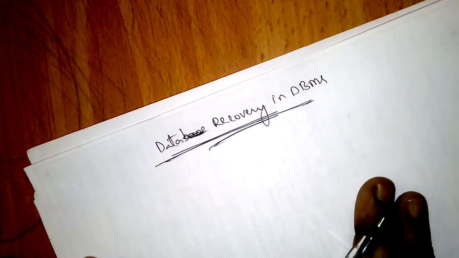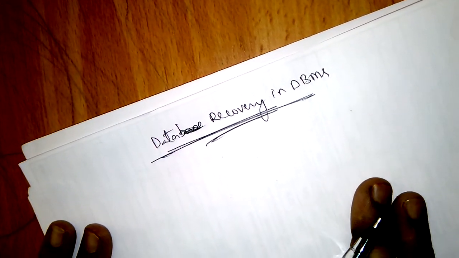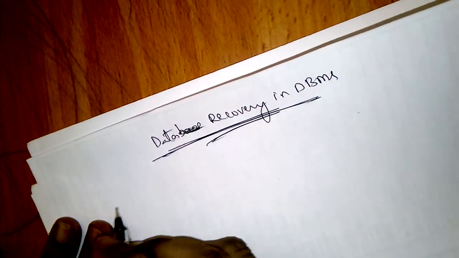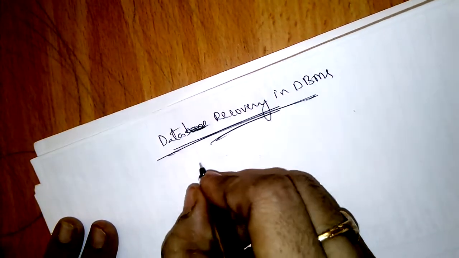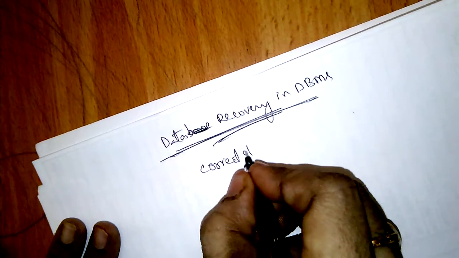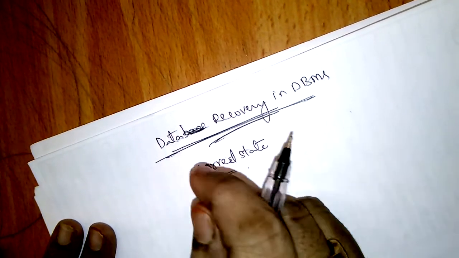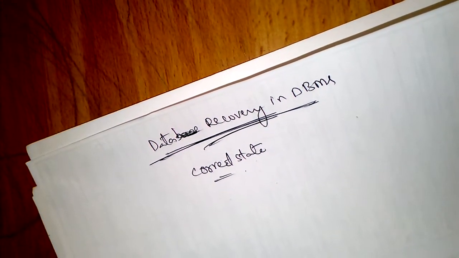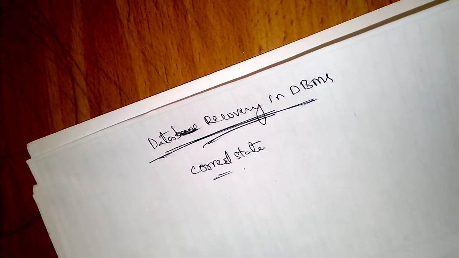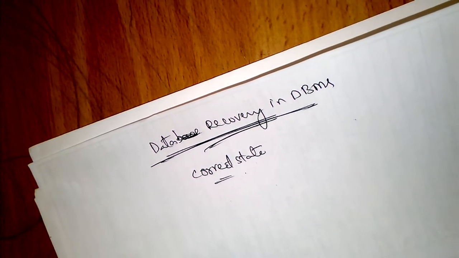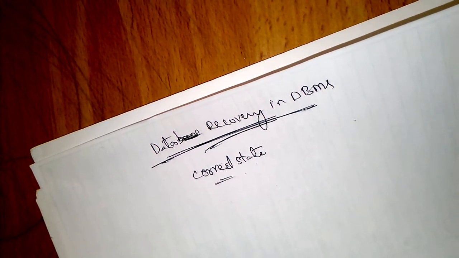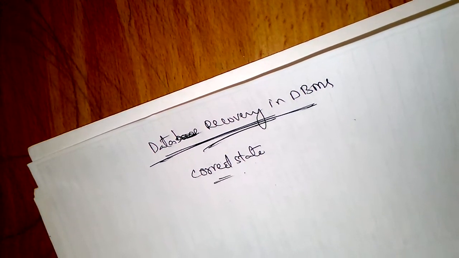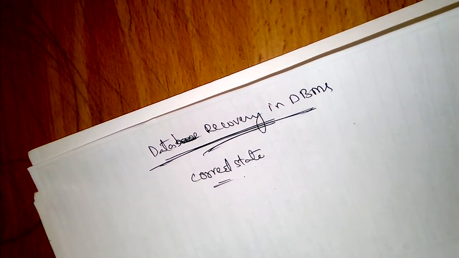In the data recovery method, we restore the database to its correct state. That means it should be consistent, and the integrity of data should be maintained. Sometimes a failure occurs at the time of a transaction, or at the ending of the transaction, so we need to restore the database to its correct state.